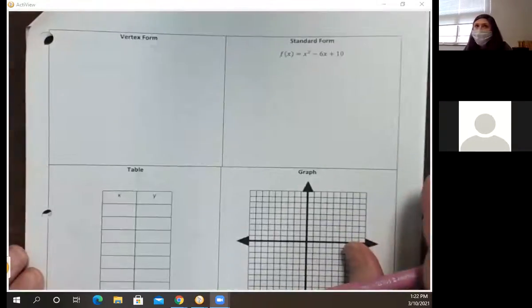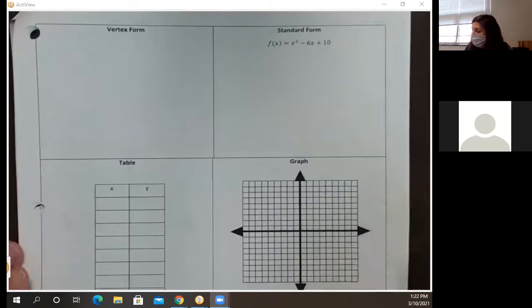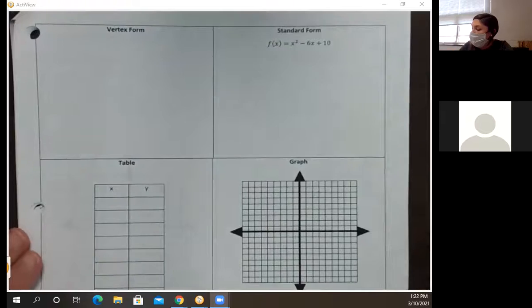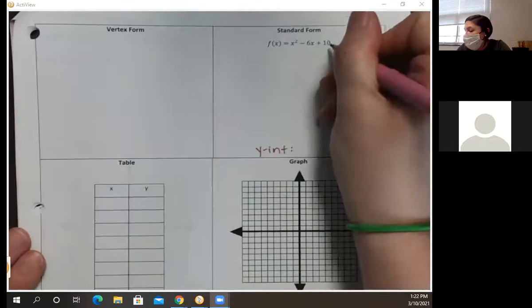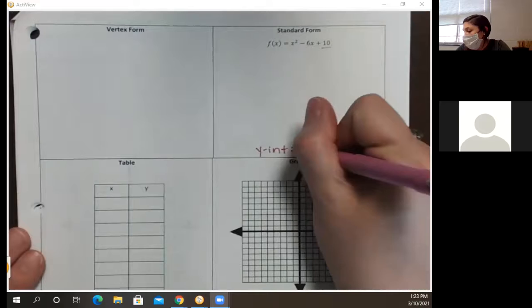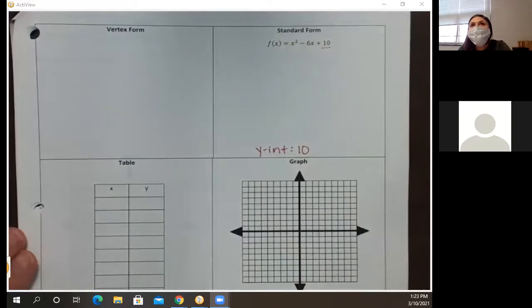On page 13, we're going to look at the same 4 representations, but this time we're starting with standard form. Remember, standard form gives me the y-intercept. So the y-intercept of my graph would be 10. That c value, that constant term at the end, is my y-intercept.